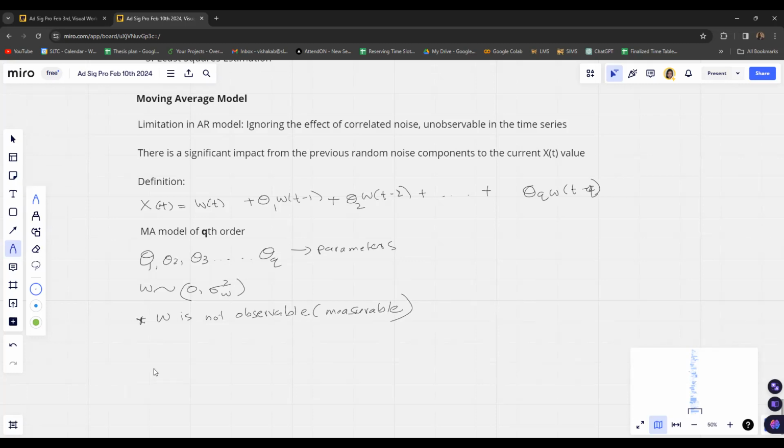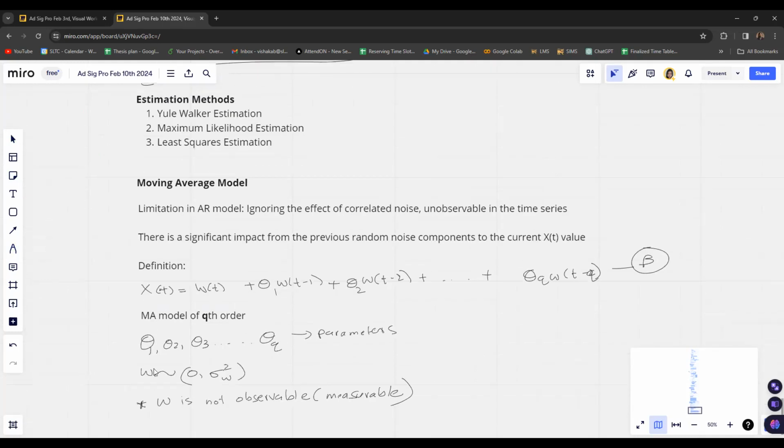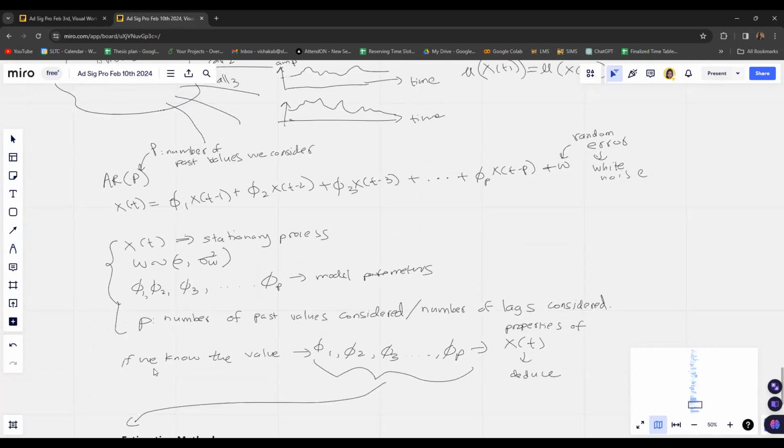So the combination of this moving average model and the AR model, or the autoregressive model, results in the ARMA model. These models are the ones that will be combined to define the ARMA model.